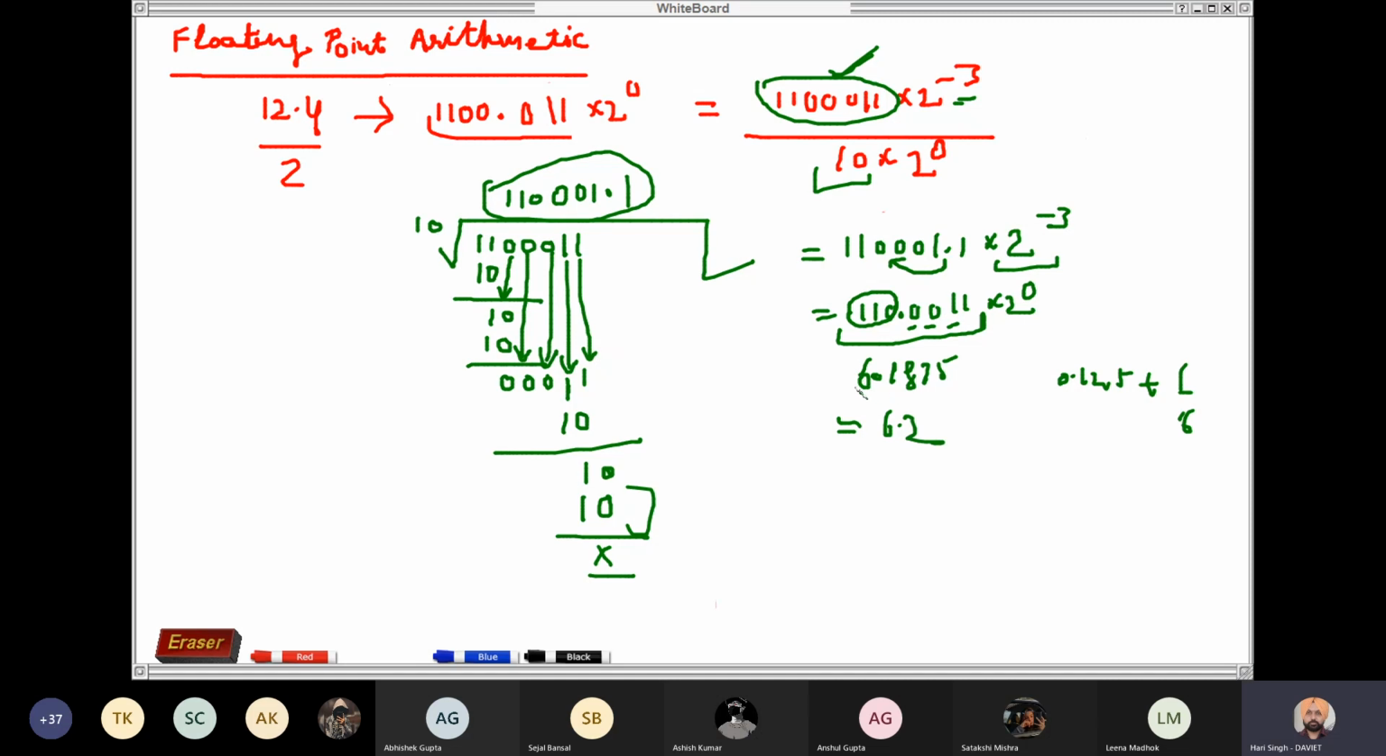If you consider more bits of the dividend, then you will find the answer approximately 6.2. Which is what we can obtain if we divide 12.4 by 2 in this form directly. So it will be 6.2. So in this way you can divide any given floating point number with any second given floating point number.